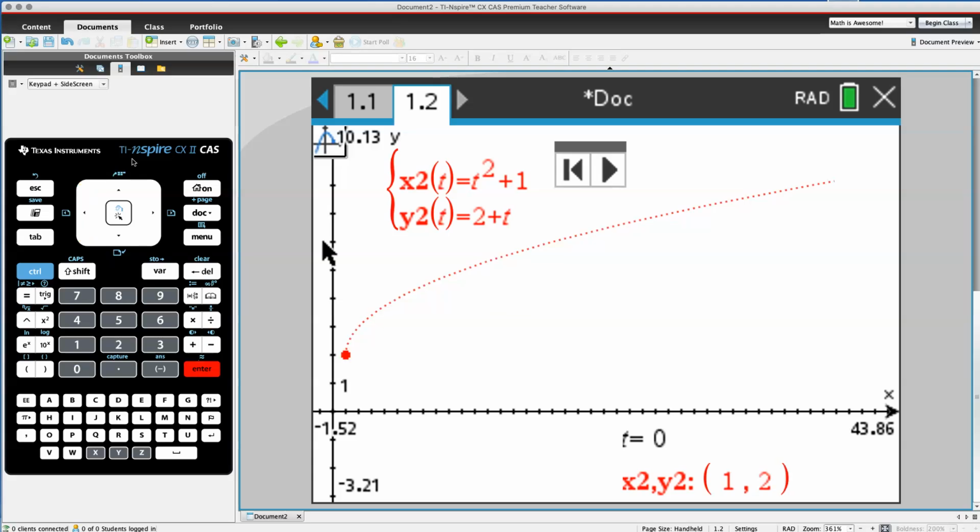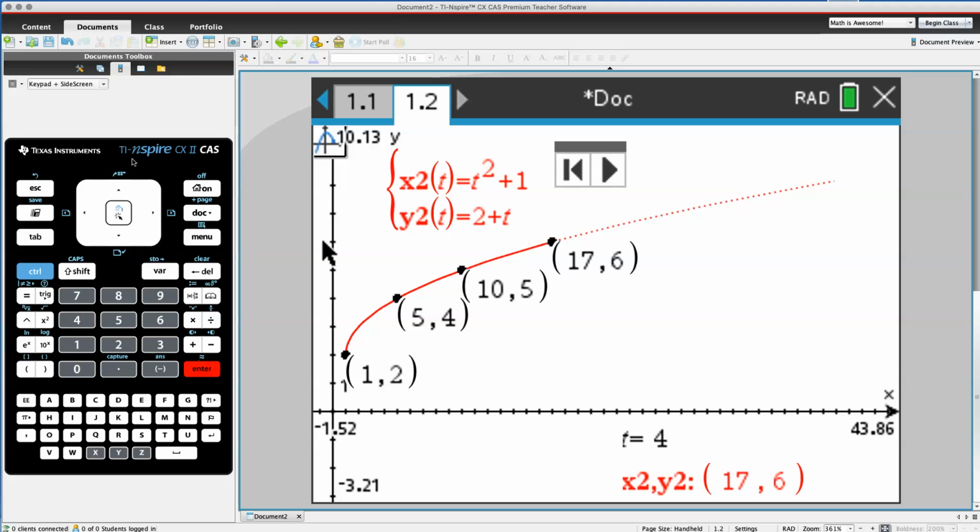So at 0, it started at 1, 2, and I can calculate that. If I press enter, I can plot that. When t is 2, this is where we're at. When t is 3, this is where we're at. So I can get some points plotted as well based upon t being my input.